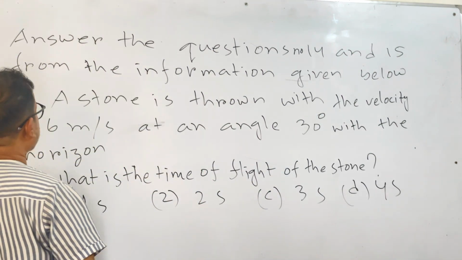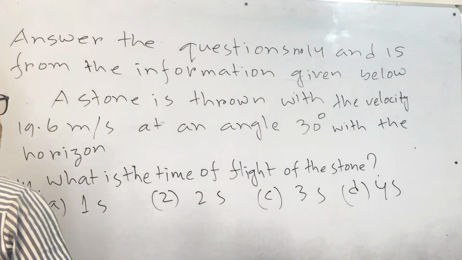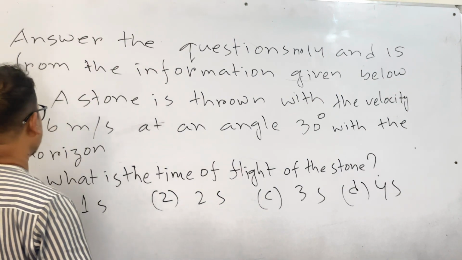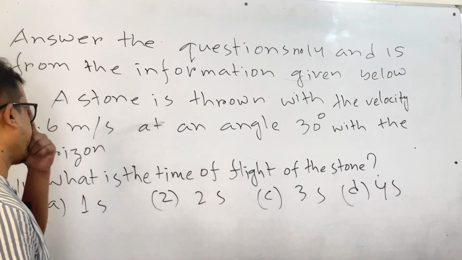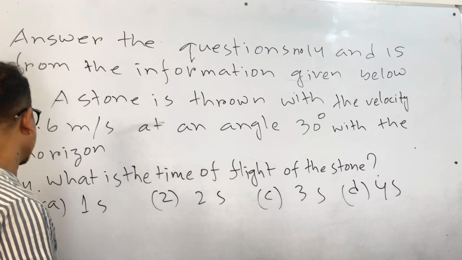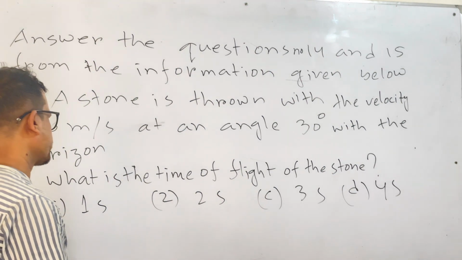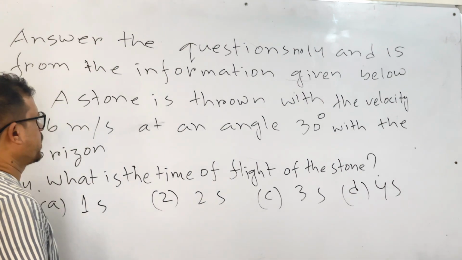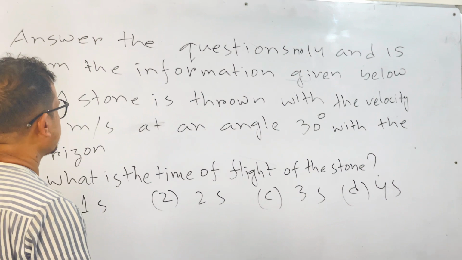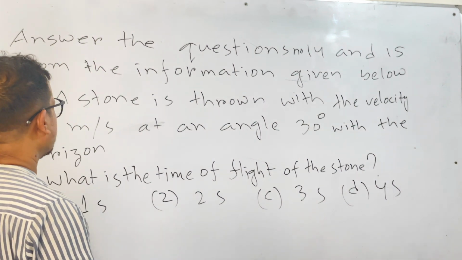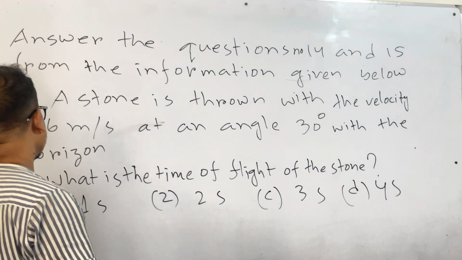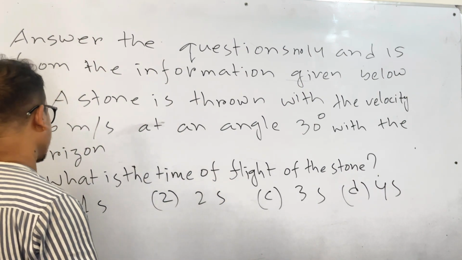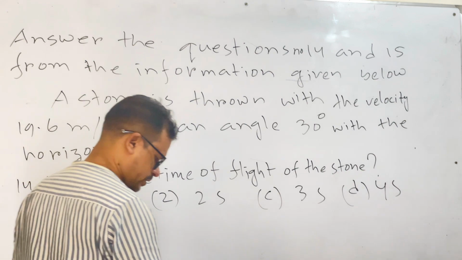Okay. I can say, answer the questions number 14 and 15 from the information given below. A stone is thrown with a velocity 19.6 meter per second at an angle 30 degree with the horizon. What is the time of flight of the stone? We have to find out the time of flight, and the angle 30 degree and velocity 19.6 meter per second are given. 1 second, 2 second, 3 second, 4 second.